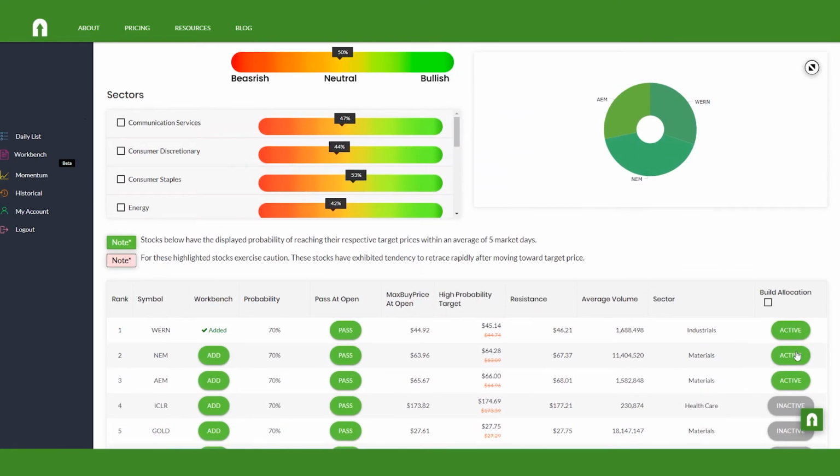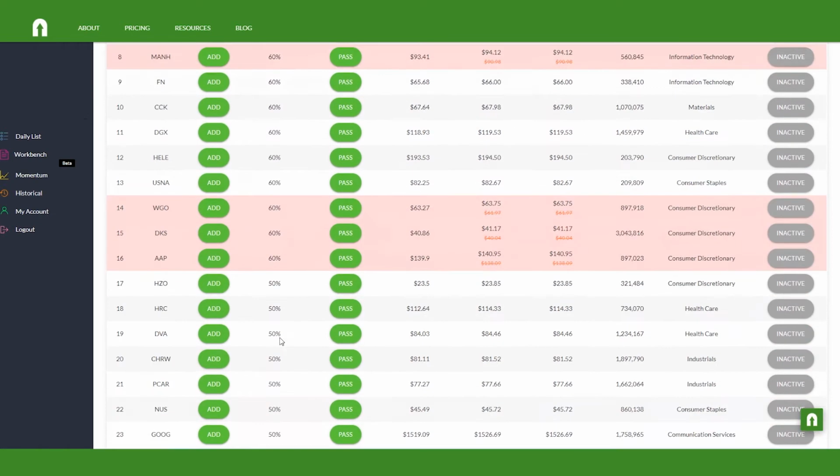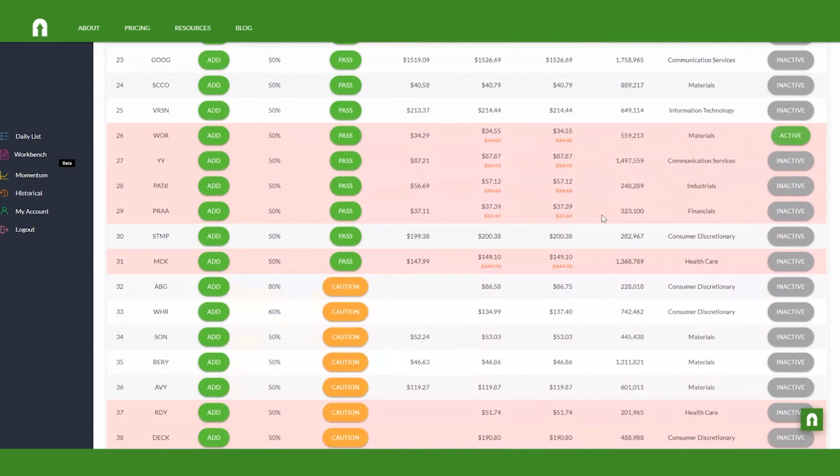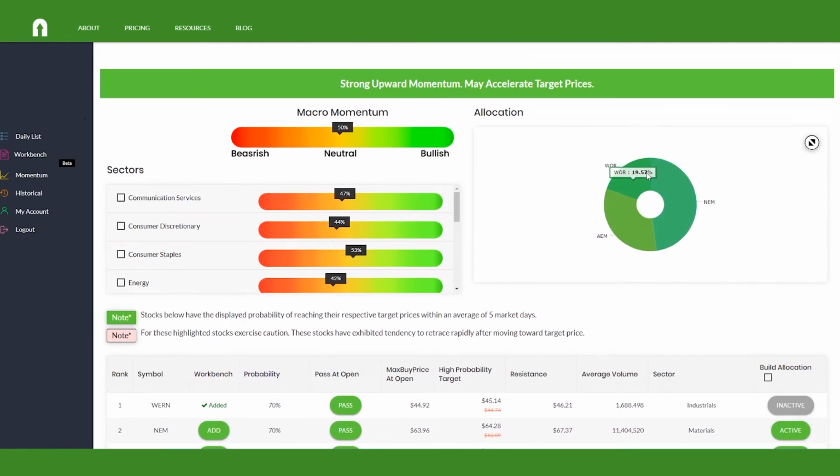So let's say that you wanted to have 3 different stocks. I'm going to use 3 different stocks here for my example. That's AEM, NEM, and WOR, which is down here a little bit further, and we'll talk about WOR in a minute. So this shows you if you were to build a sample portfolio for today, these 3 stocks would have the allocation of 32%, 19%, and 47%. That would be the ideal allocation if you were to put these on in your own portfolio.